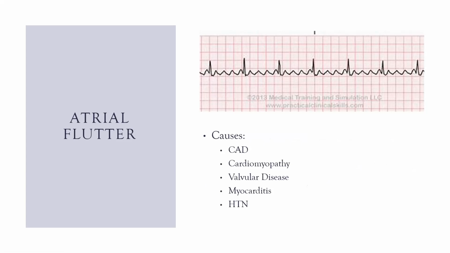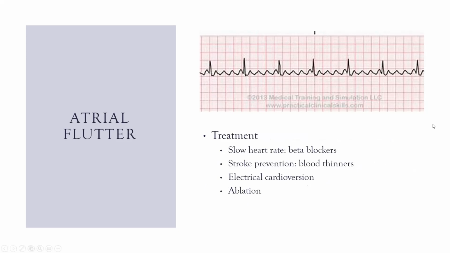Causes of atrial flutter, much of the same except for a couple of changes. Coronary artery disease, hypertension, same as AFib, but atrial flutter can also be due to cardiomyopathy, valvular disease, which means the valves of the heart, the bicuspid and tricuspid valve, are having some issues, usually because they're calcified, or a condition called myocarditis.